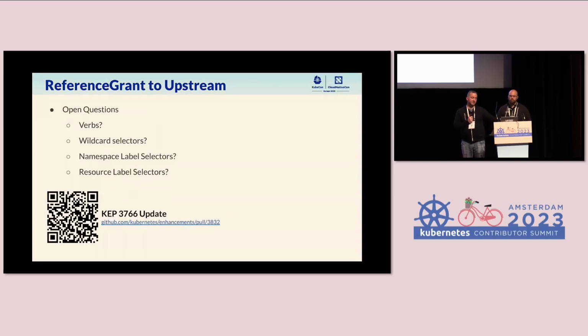There's a bunch of open questions here about, like, should we let people have verbs on there? So you can say this ReferenceGrant is only valid for network traffic, or for reading a secret, or for other things. That's in the current proposal, right, Rob? Yes, there is a PR that suggests adding that. Thanks, Rob.